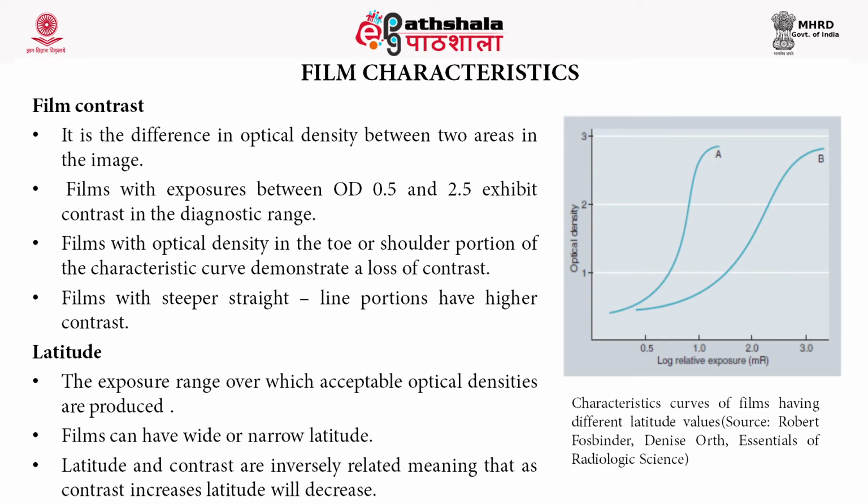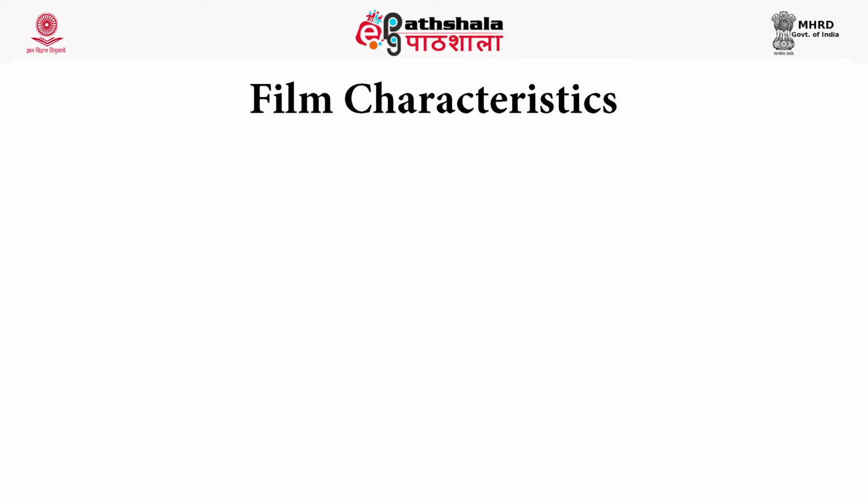The other term that is used to characterize the film is latitude. Latitude is the exposure range over which acceptable optical densities are produced. Films can have wide or narrow latitude. Latitude and contrast are inversely related, meaning that as contrast increases, latitude decreases. This figure shows the characteristic curves of films having different latitude. Another characteristic of the film is its gradient.